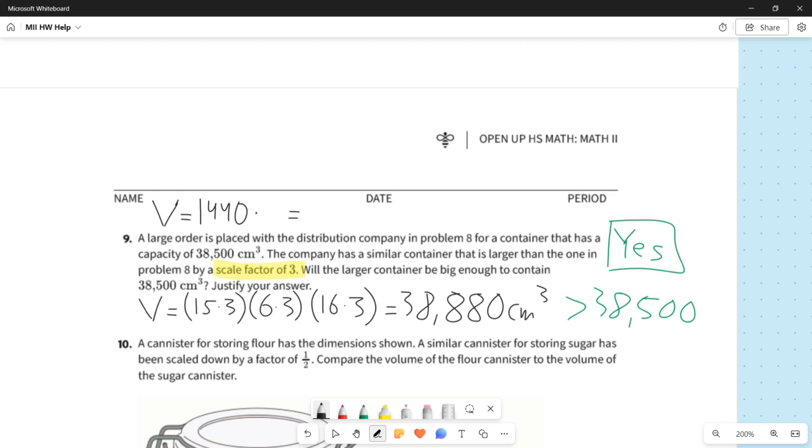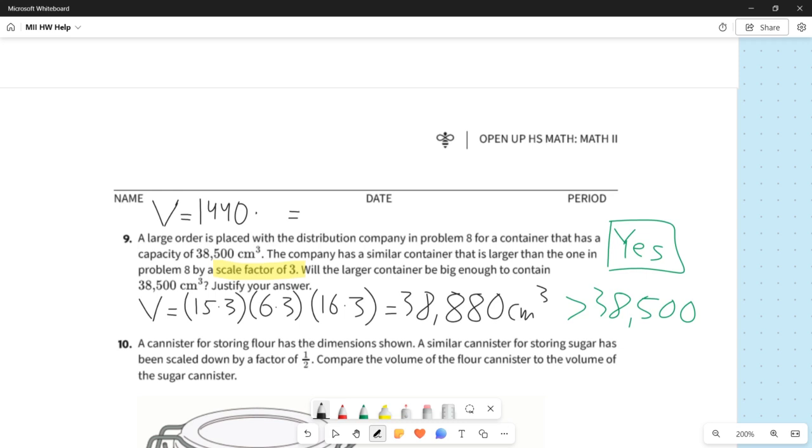Now, notice that because the scale factor was 3, we multiplied each dimension by 3. We multiplied the length by 3, the width by 3, and the height by 3. That's all fine when you're talking about linear distance, because length or distance is one dimension. Volume is a three-dimensional unit of measurement.